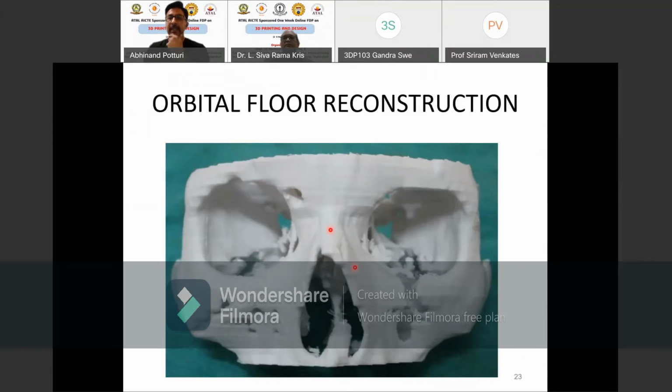This is another thing. This is actually research which we did along with Shivram Krishna sir and his department on orbital reconstruction. This is called orbit. Orbit means your eyes. These are the orbits. You see, this is the nose and this is the upper jaw, and the lower jaw is missing here. We didn't print that part.